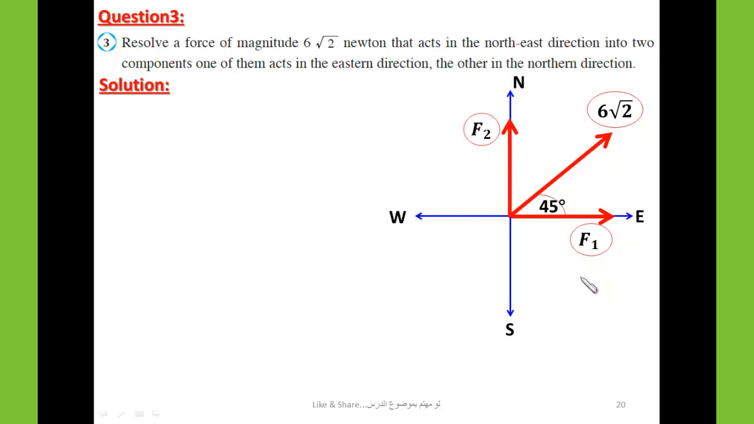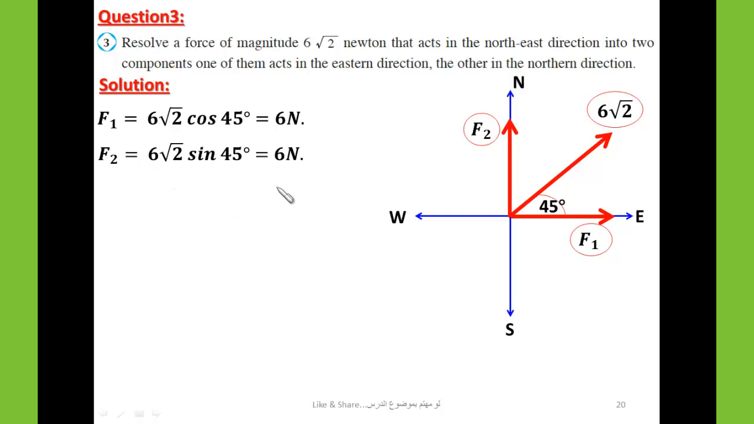Now it will be very easy. F1 equals 6 root 2 cosine 45, and F2 equals 6 root 2 sine 45, the same angle. And we calculate it. So F1 equals 6 Newton, and F2 equals 6 Newton too.